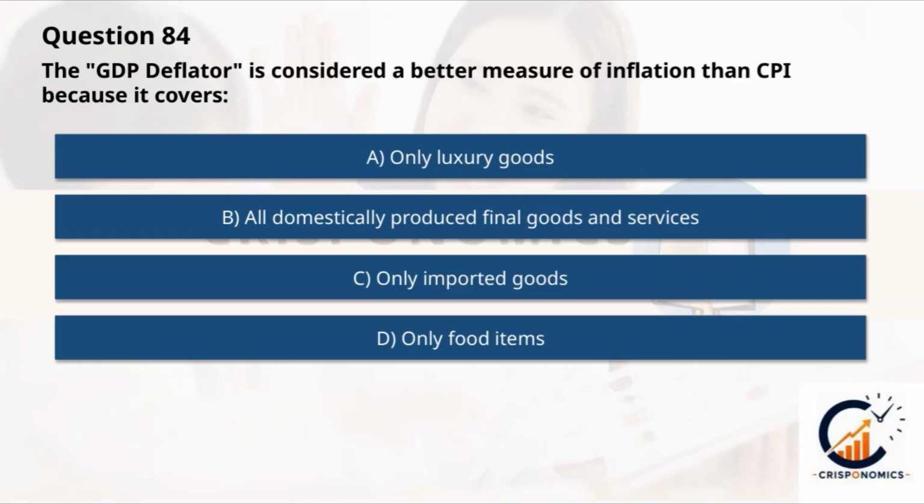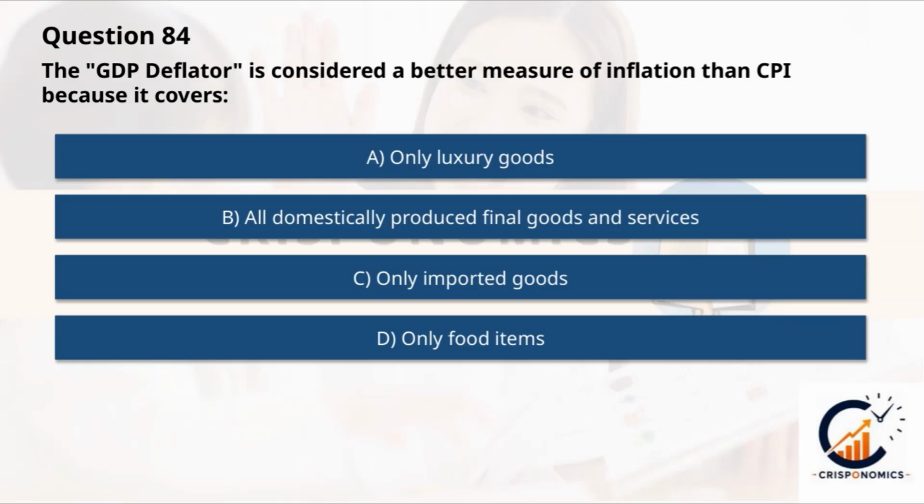When we look at the GDP deflator, it's important to understand what it actually measures. Unlike the Consumer Price Index, which focuses on a fixed basket of goods, the GDP deflator covers all domestically produced final goods and services. This means it reflects price changes across the entire economy, not just a selection. Because of this broader scope, the GDP deflator is often seen as a more comprehensive measure of inflation. It's not limited to food, imports, or luxury items.